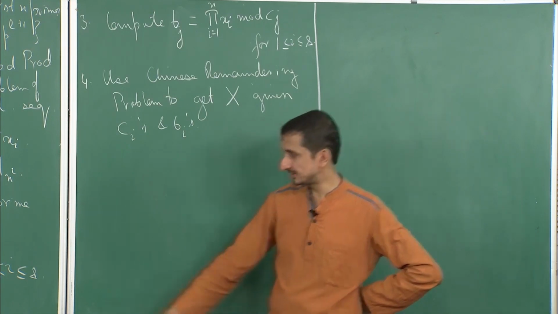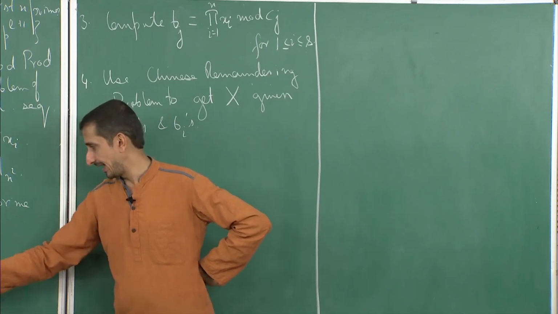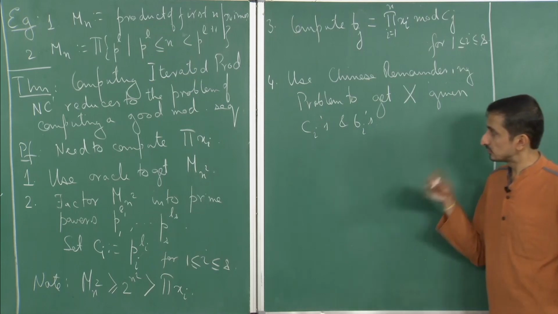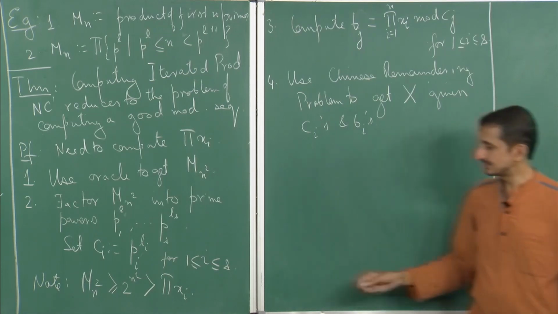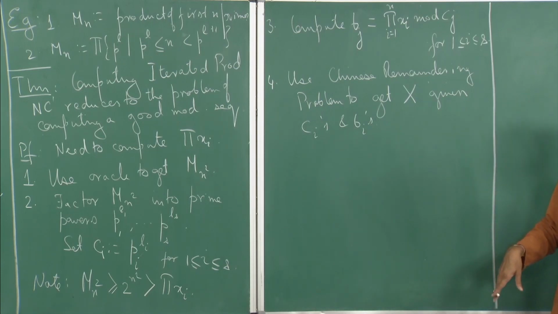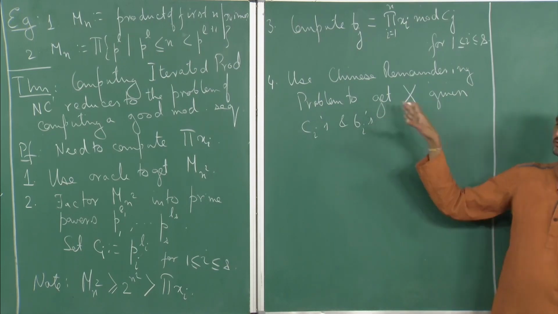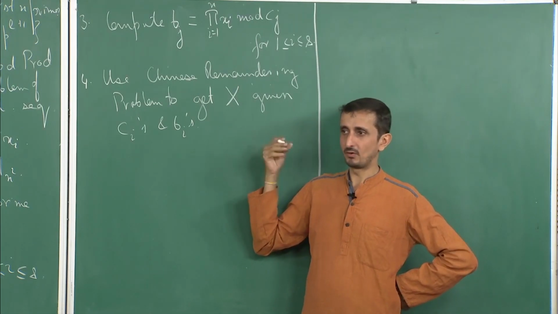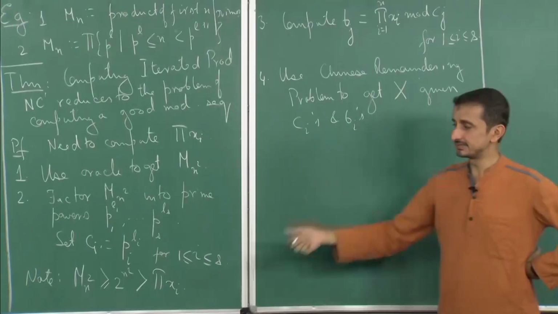So, the product of these Ci's is mn square, and mn square is greater than or equal to the product of xi. What I am alluding towards is that this quantity is actually a solution to the Chinese remaindering problem. So, one solution to this problem is the product of xi.